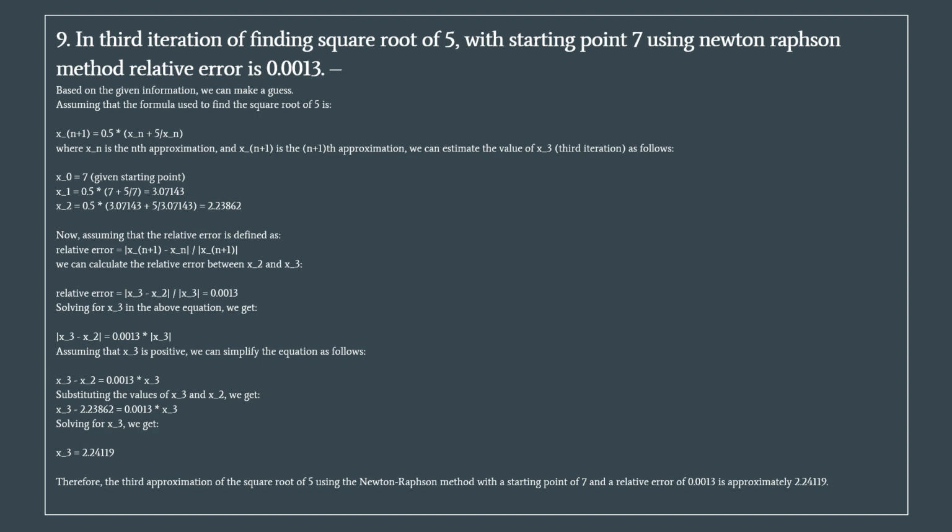So the relative error after solving all the steps of the computation is 2.24119. So it is not equal to 0.0013. So therefore the third approximation for the square root of 5 using the Newton-Raphson method with a starting point of 7 and a relative error of 0.0013 is approximately 2.24119. So this statement is false.